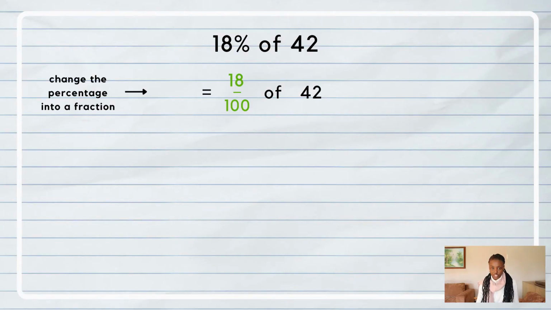You can start off by changing the percentage into a fraction. Keep in mind that when a percentage is turned into a fraction, the denominator is always 100. Therefore making 18%, 18 over 100. Please keep in mind, you're not changing the value of the sum. You're not changing anything in the sum. You're just altering it to make it look easier to solve. So the value of the sum itself stays the same.